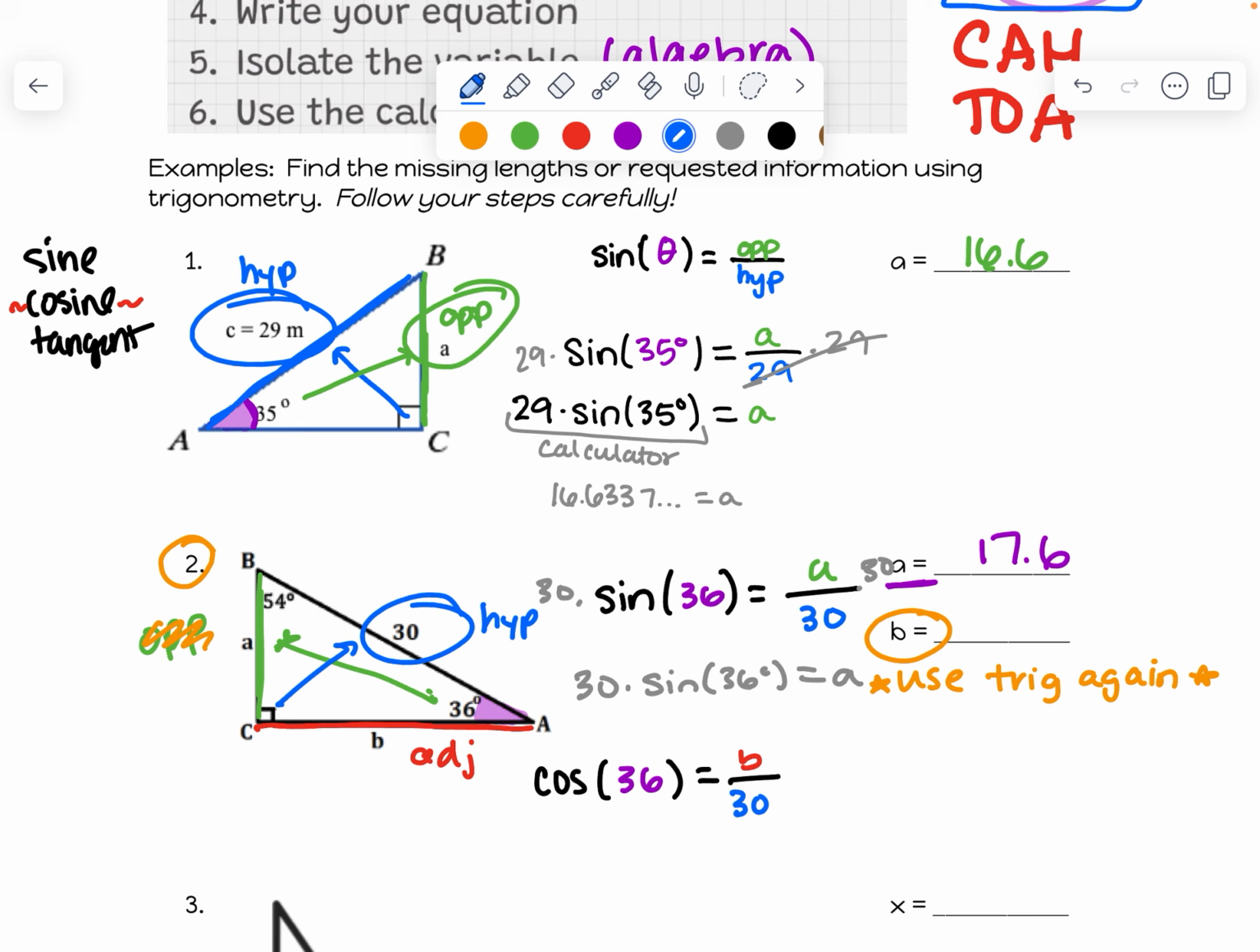So as far as your process goes now, we're still going to multiply both sides. So that's about the same. We should get a different answer, though, because this was a different ratio. The cosine of 36 is different than the sine of 36. And this should come out to 24.27, but we're going to round that to 24.3.